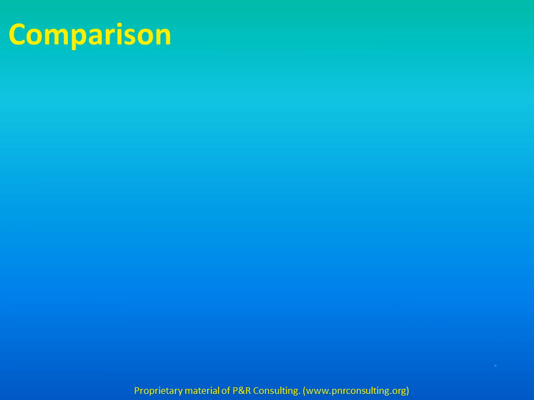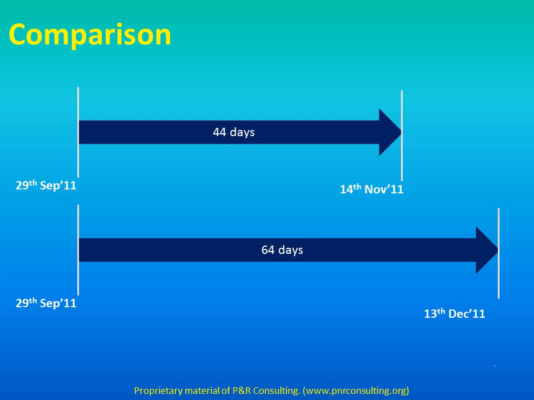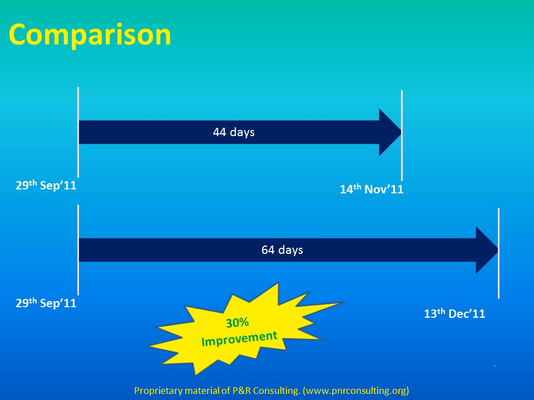Let us compare the results achieved with both the approaches. With the CCPM approach, the project gets completed within 44 days. However, with the traditional approach, the project gets completed in 64 days. That is to say, the organization completes the project 30% faster with the CCPM approach. Note that this improvement in project completion is achieved with no significant investment, but with a change in the way a project is handled.